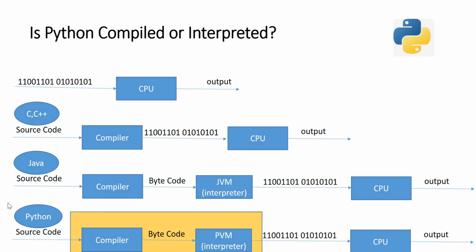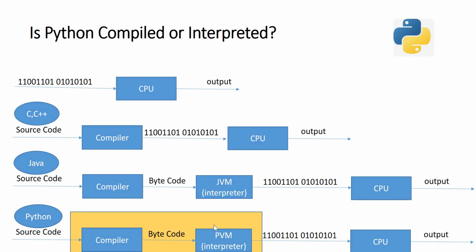When we come to Python, it is almost similar to Java. That means it has a compiler as well as an interpreter. Here the interpreter is the Python virtual machine. That means when we provide source code to the compiler, the compiler compiles the source code and produces the bytecode. The bytecode will be given to the PVM, or Python virtual machine, which is an interpreter.